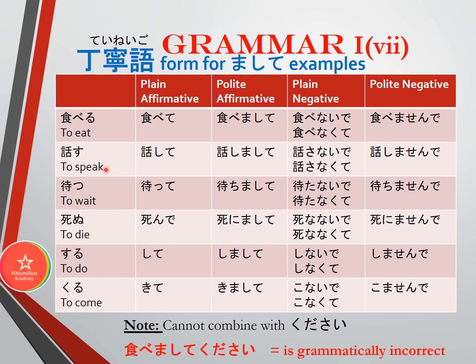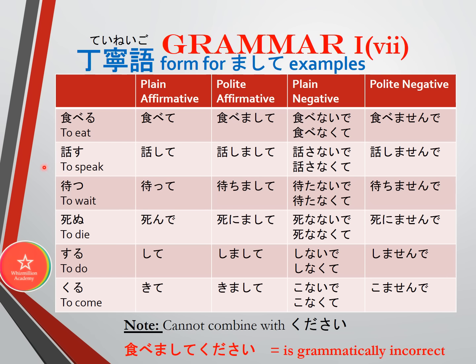Hanashimasu, hanasu. This is a group 1 verb, hanasu. The te form becomes hanashite. Hanashimashite. Hanasanaide. Hanashimasen de.